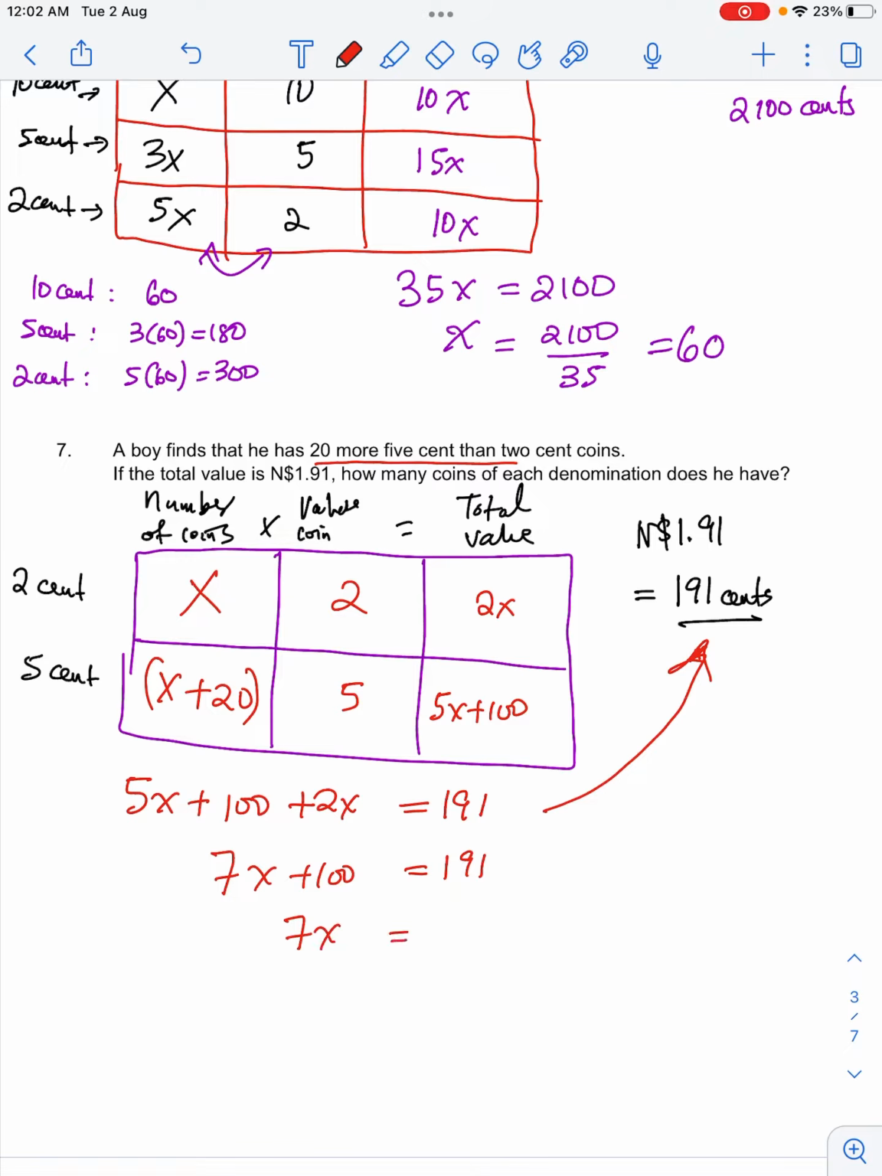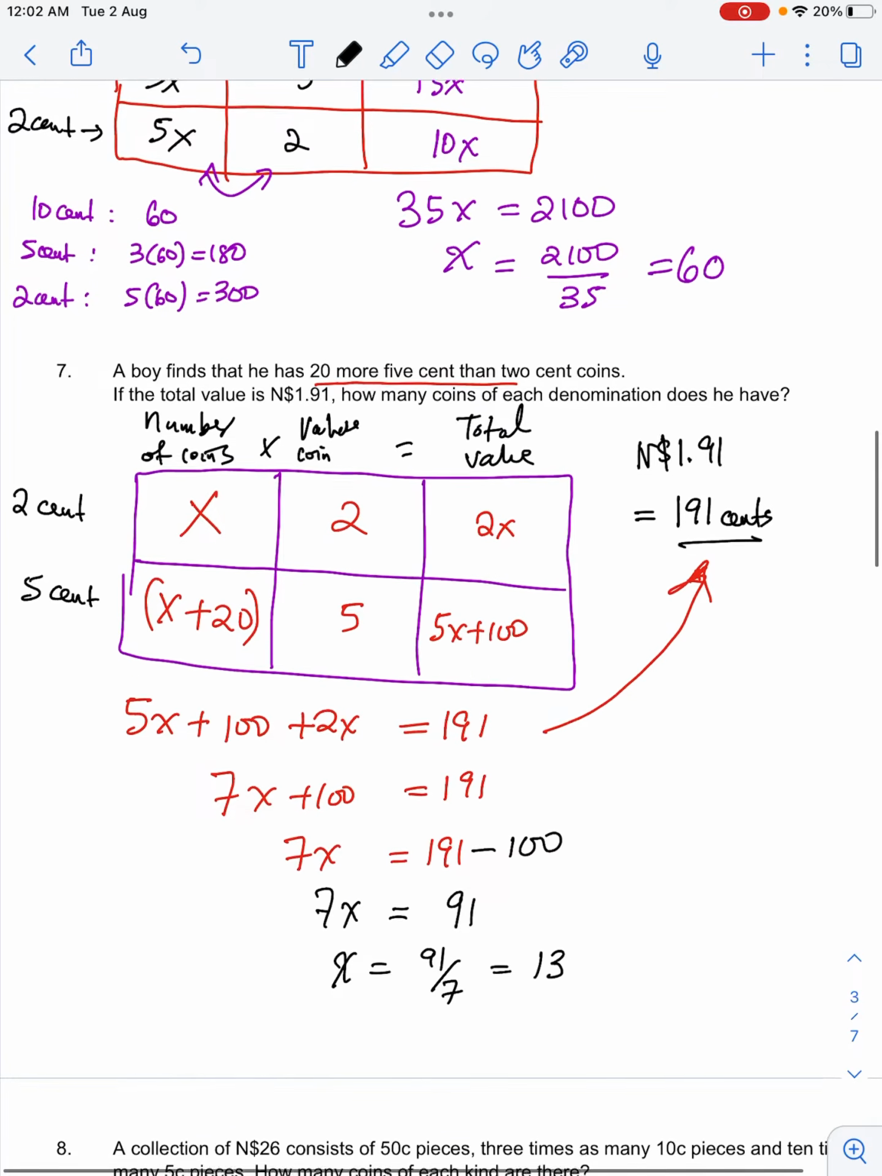Then 7x equals 191, and from there, you take away 100. So that's 91 equals 7x. And you divide throughout by 7. And you will get 13 as an answer.